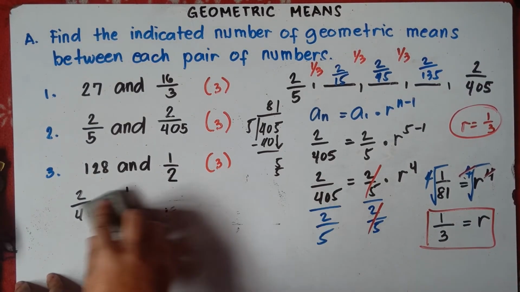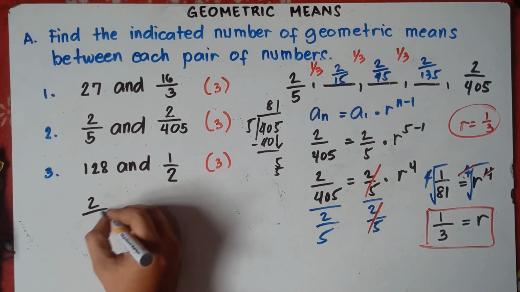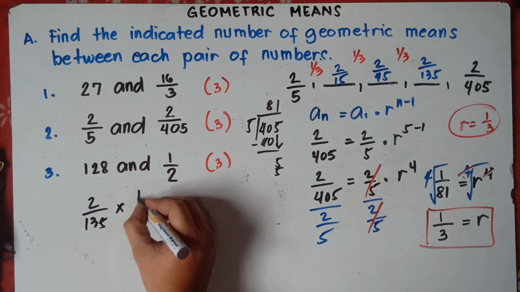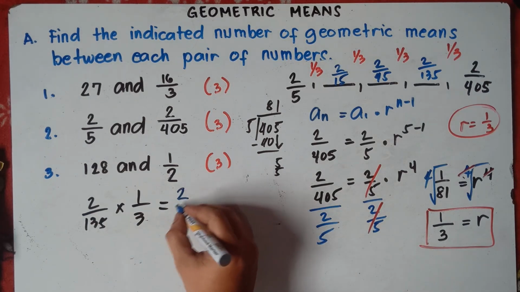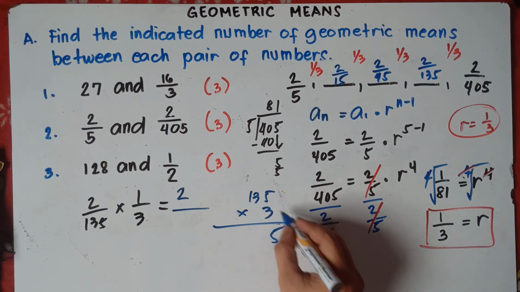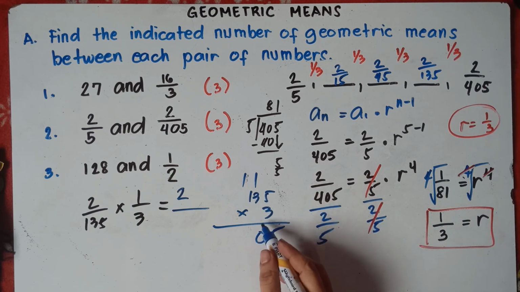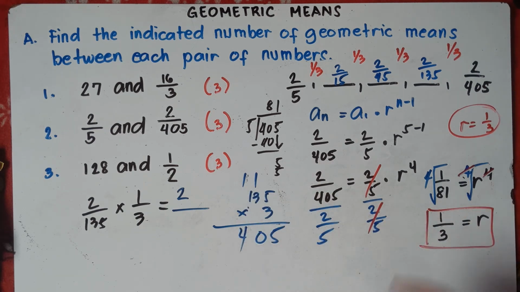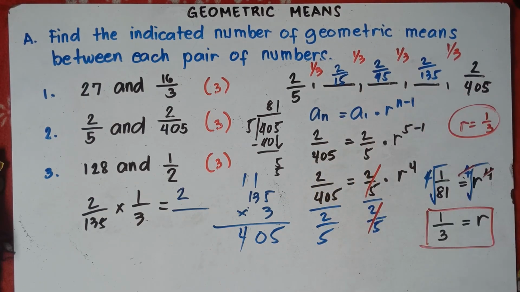Alright, so last one, class. We're almost done. So 2 over 135 times 1/3. Let's check if we really get the last number. So this will be 2 over 135 times 3. 3 times 5 is 15. Carry 1. 3 times 3 is 9. Plus 1 is 10. 3 times 1 is 3. Plus 1 is 4. That's correct. 2 over 405. So that's it, class. This is your answer. 2 over 15, 2 over 45, and 2 over 135.